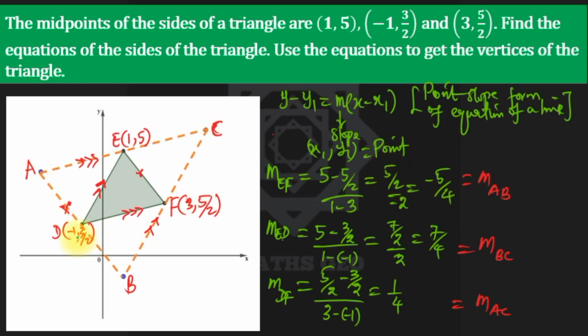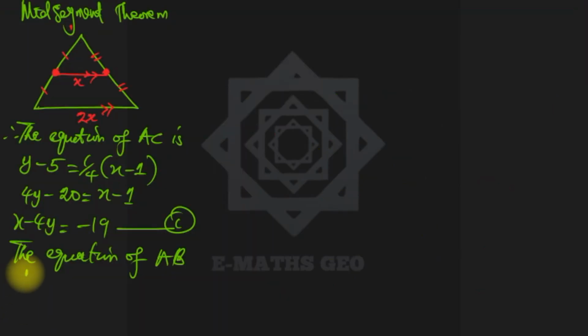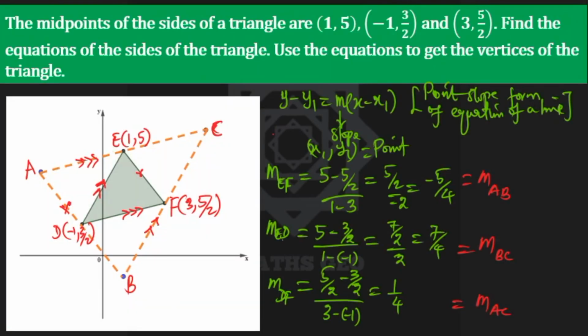So AB passes through minus 1, 3/2 with slope minus 5/4. So y minus 3/2 is equal to minus 5/4 times x minus minus 1. Let's check to avoid mistakes. Minus 5 over 4 is the same as the slope, which is minus 5 over 4. Okay, we are correct.